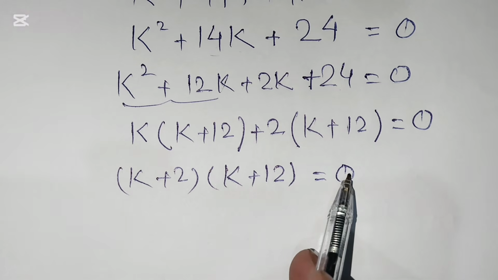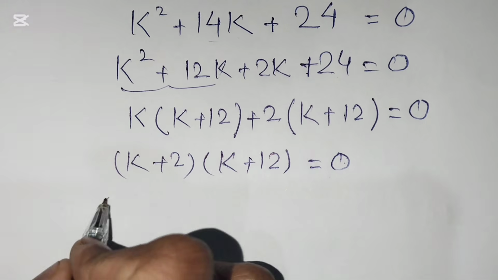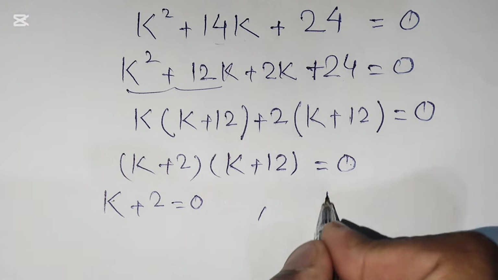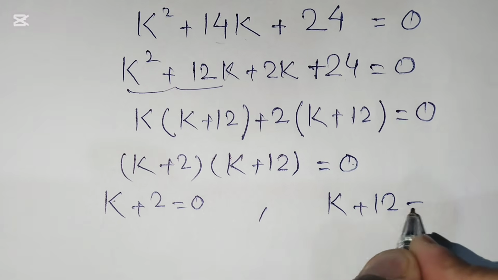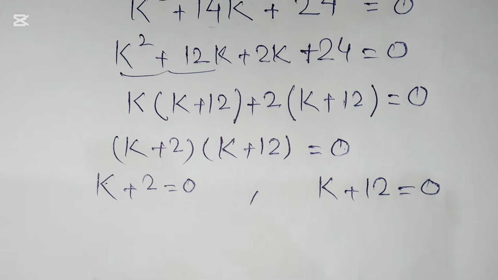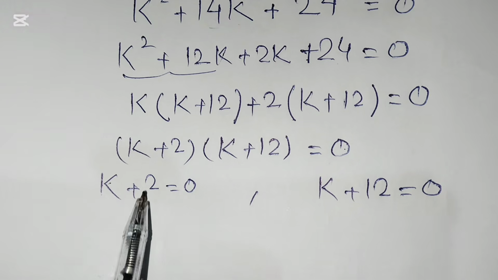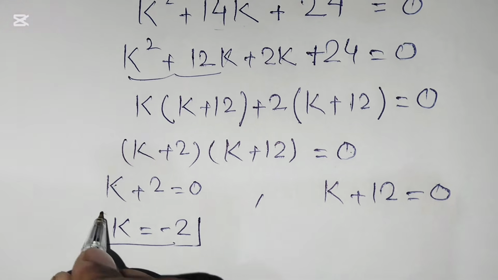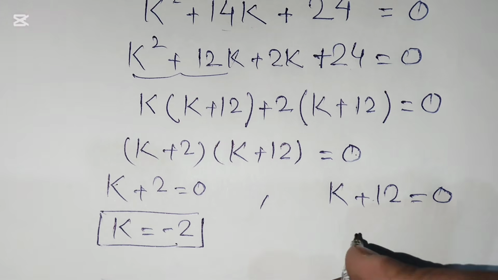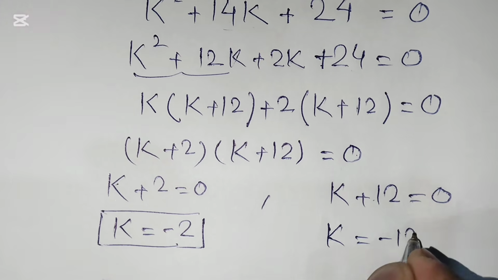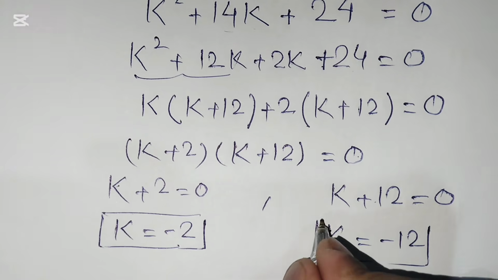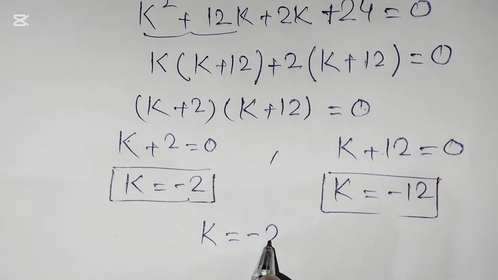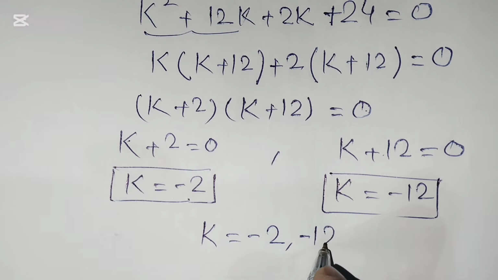So either this will be equal to 0 or this will be equal to 0. k plus 2 is equal to 0 or k plus 12 is equal to 0. First we will solve this. Subtracting 2 on both sides, we get the value of k equal to minus 2. For this, subtracting 12 on both sides, we get k equal to minus 12. So we have two values of k, which are minus 2 and minus 12.